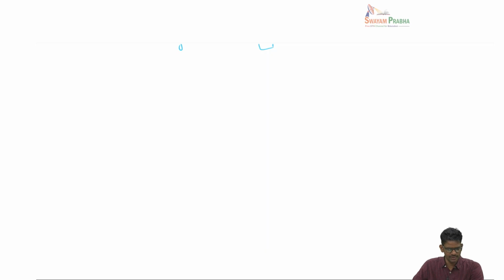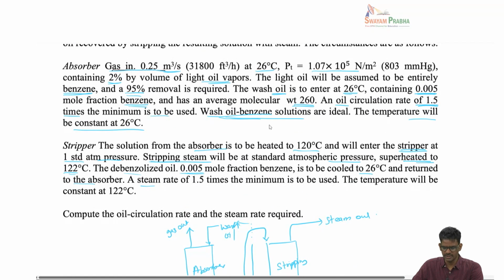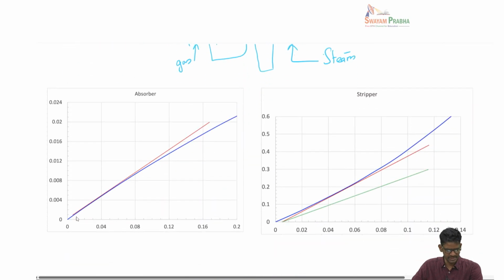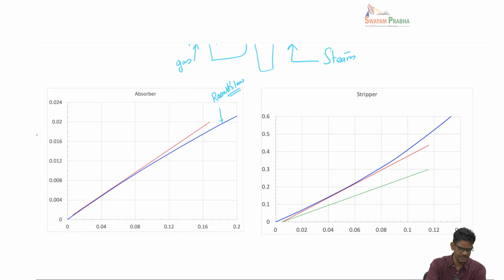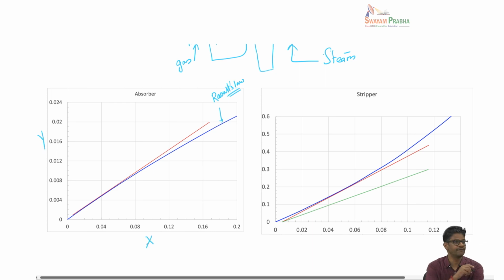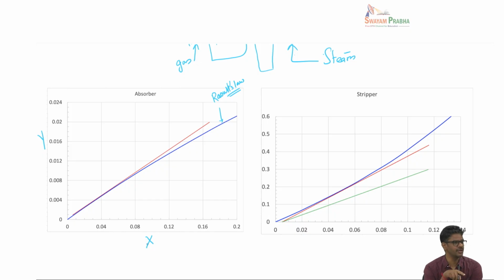Let me also show you quickly. Here you can see that the data is given in terms of Raoult's law. The Raoult's law is plotted here as the blue line. You can see this line is not a straight line but slightly curved, because this is plotted in mole ratio units. Only in mole fraction units is it a straight line. When you convert into mole ratio units, it has a slightly curved nature.